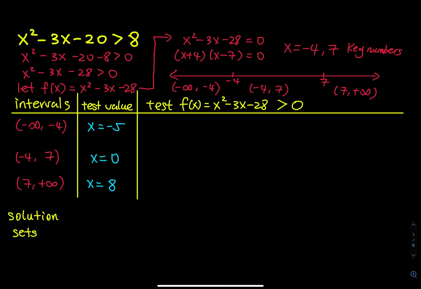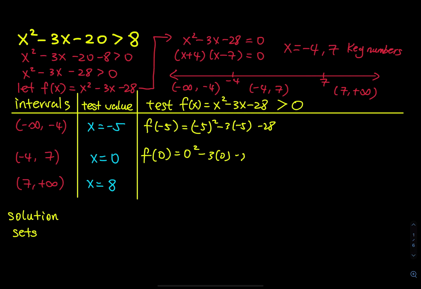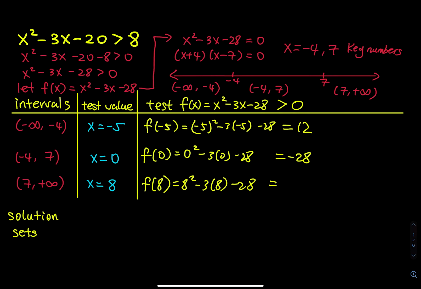All right, so when you do the plug-in, let's do it in yellow. We have f of negative 5, so that is negative 5 squared minus 3 times negative 5 minus 28. Then f of 0, we have 0 squared minus 3 times 0 minus 28. And then f of 8, we have 8 squared minus 3 times 8 minus 28. Then you have to evaluate what these equal. The first is equal to 12, the second is equal to negative 28, and the last one is equal to 12.